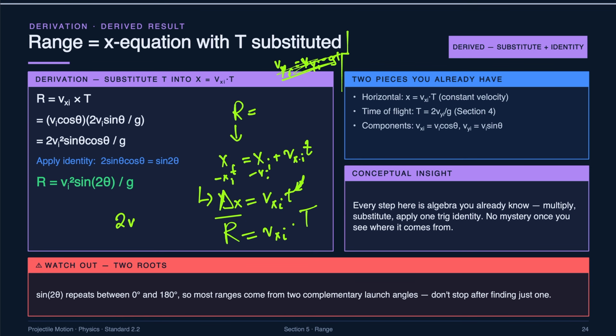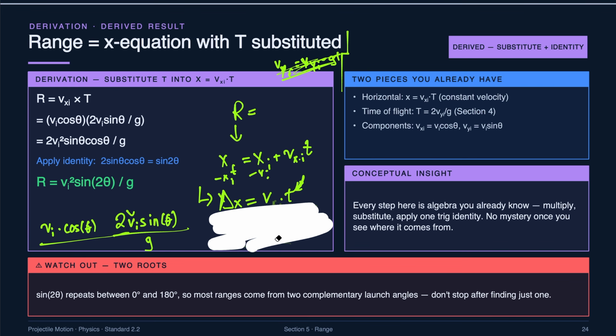It's 2vi sine theta over g, because that's vyi, or in other terms, vi sine theta, because you just multiply by sine theta to get the other component. And then vxi times that. We know what vxi is, which is just the initial velocity times cosine theta. And then we have basically everything we need.